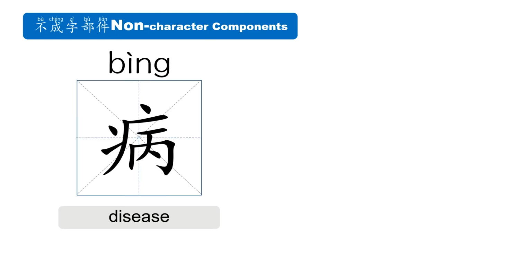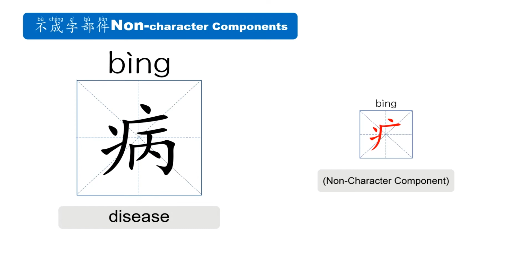The ones that are not independent characters are called non-character components, 不成字部件, literally means incomplete character component. Non-character components are composed of one stroke or more strokes. For example, the outside frame of the character 病, disease, isn't an independent character.